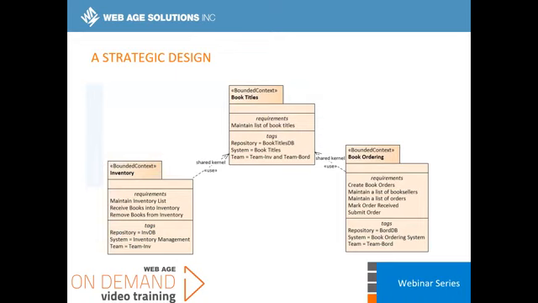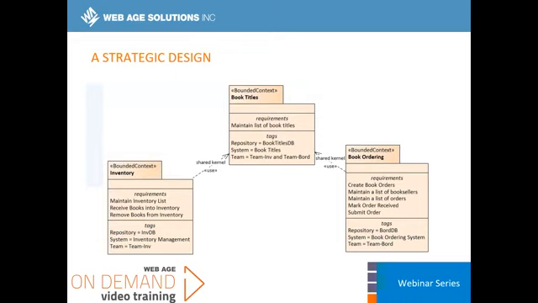So this is kind of like a high-level design where we know we want to create book orders. We know we want to maintain a list of booksellers, et cetera, and we're going to receive books into inventory and remove books from inventory. Each of the references to books in those two things accesses the list of book titles being maintained in the separate shared bounded context. So that's kind of the end game of a strategic design.